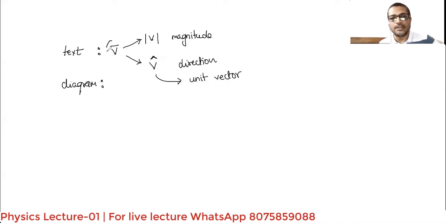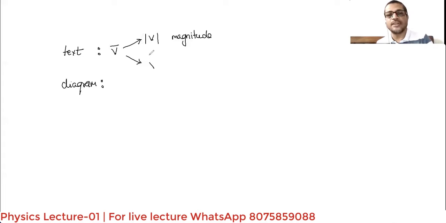So this is a complete vector, which gives both magnitude and direction. If you are interested only in the magnitude, you write it like this. If you are interested only in the direction, then you write it like this. Is this clear? Right. So this is the way we write vectors.